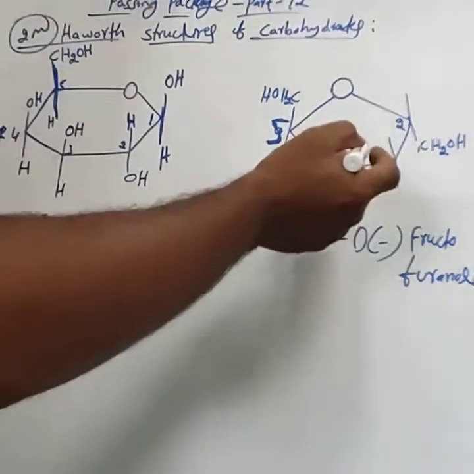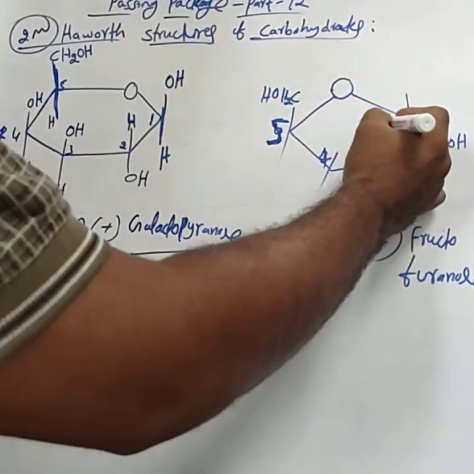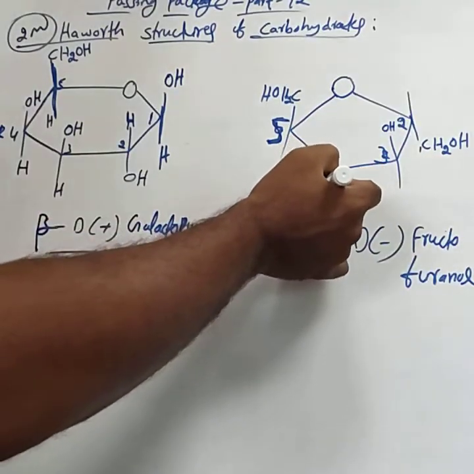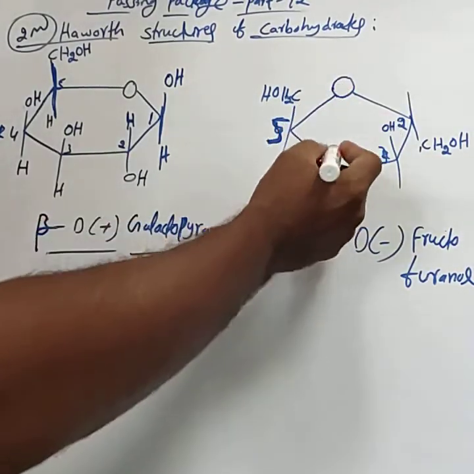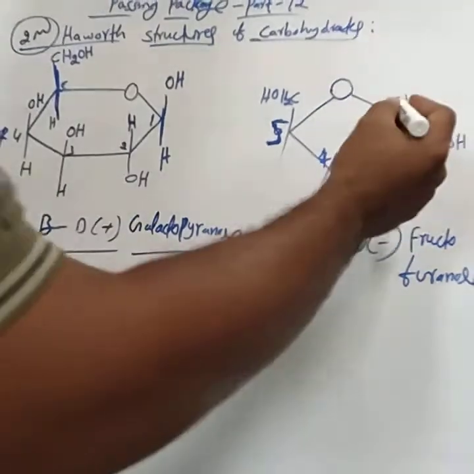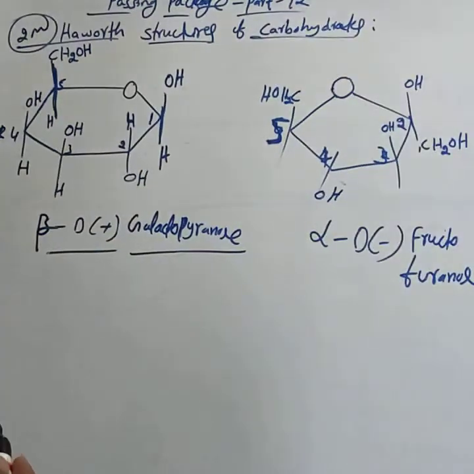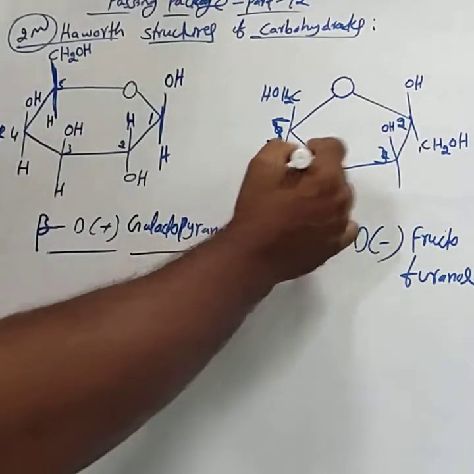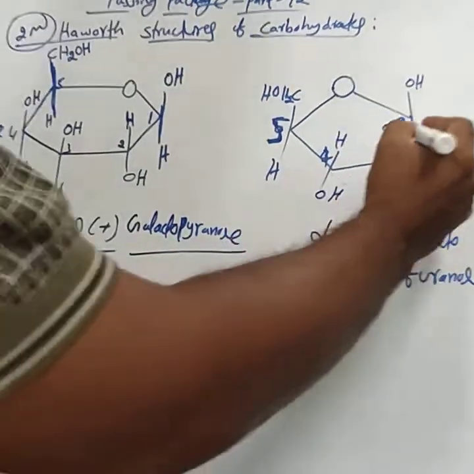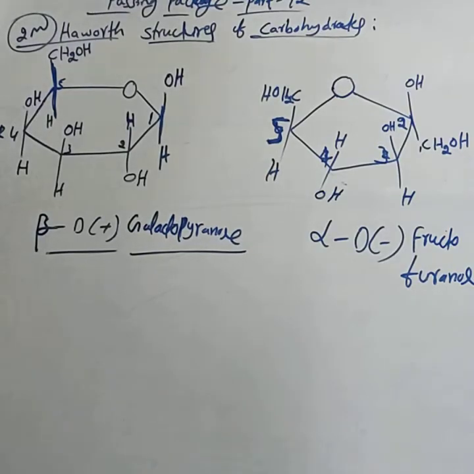Then, compared to glucose, third and fourth are opposite. This is OH above; actually, in glucose, it is below. In the fourth, it is below, it is above. For fructose, you consider below. Then, on the second carbon, again OH above. The remaining are hydrogen atoms. This is about the alpha D minus fructofuranose.